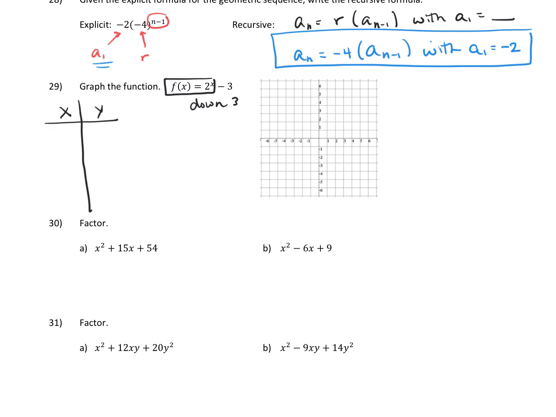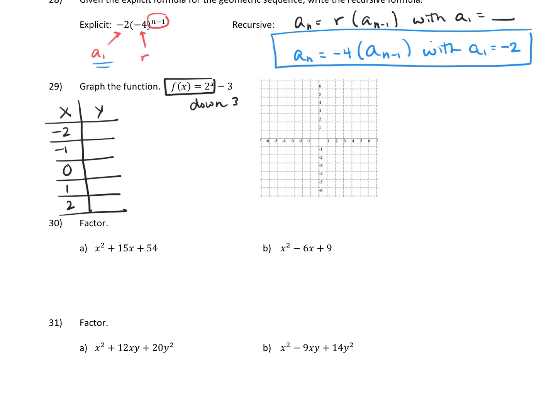So when you guys need a table of values, you can use your graphing calculator. Just go to your y equals, type in 2 to the x power, and we're just going to grab some ordered pairs from that table. Typically, we do -2, -1, 0, 1, and 2 for the x's.